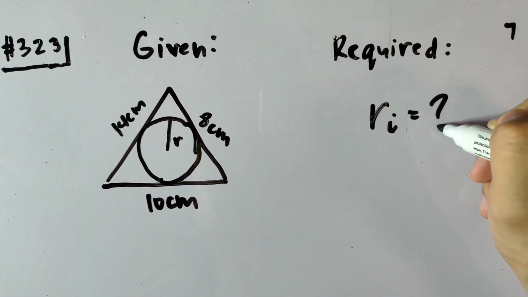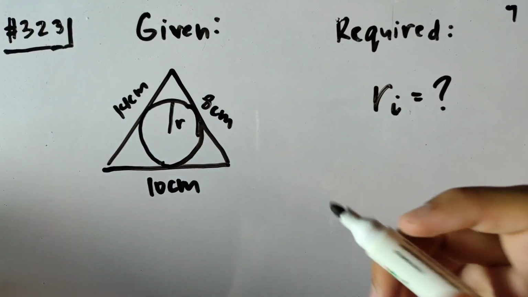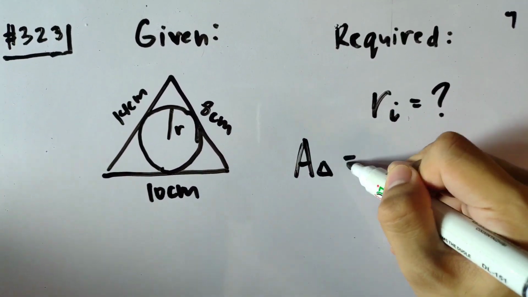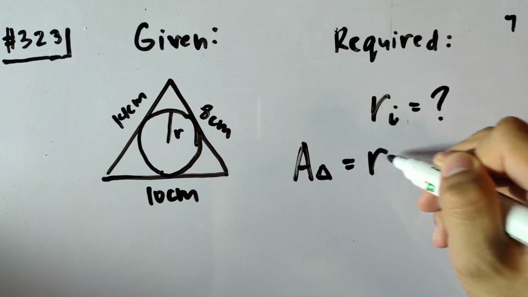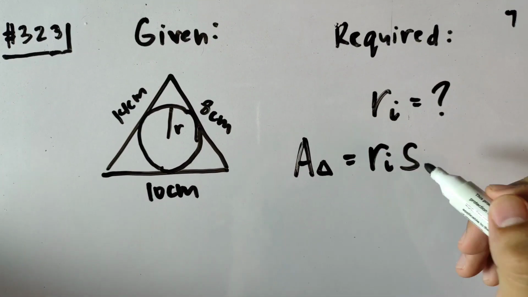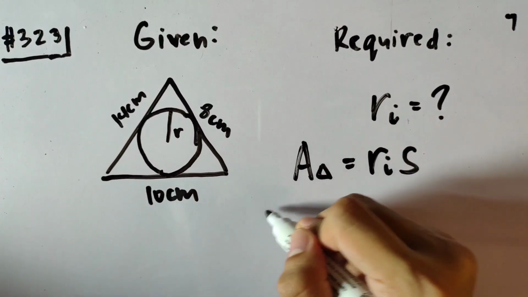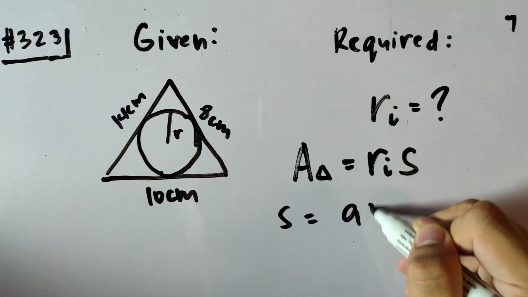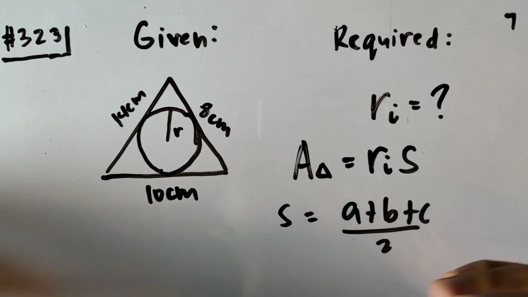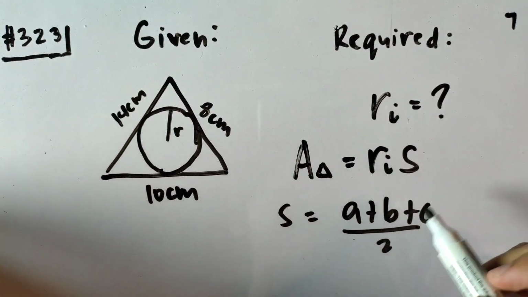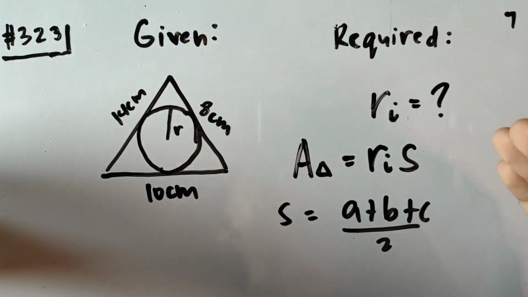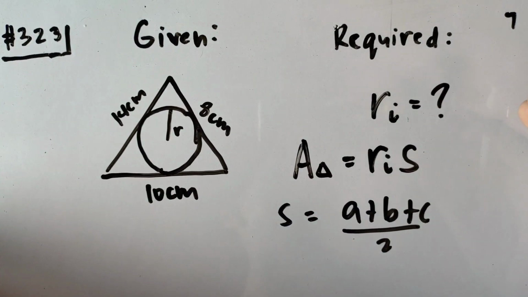Ito ang hahanapin natin. So, meron tayong formula or equation para dito. Yung area ng triangle natin is equal to yung radius na inscribed circle times S. Etong S ay yung semi-perimeter ng triangle, which is S is equal to A plus B plus C divided by 2. Yung ABC, ito yung size ng triangle natin. I-add mo lang sila, ito yung perimeter pag pinag-add mo, divided by 2, kaya semi-perimeter ang tawag. Kasi kalahati ng perimeter niya.